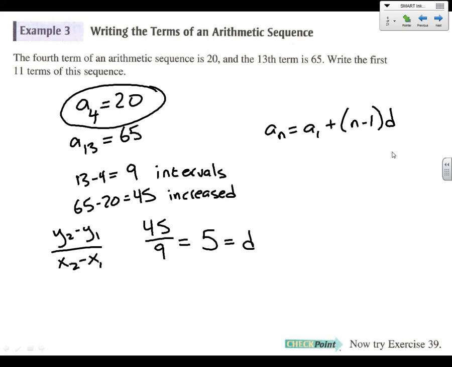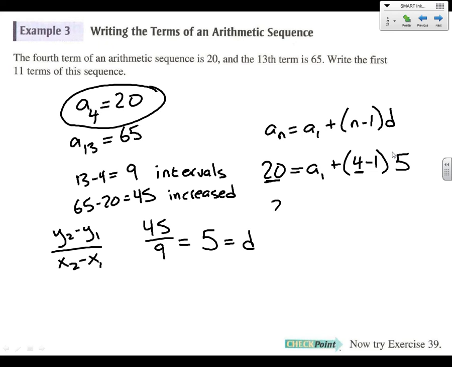We have a value of 20 when the n value is 4. The fourth number in the list is 20. We know d as well. We know d is 5. We can use that to figure out the first number in the list.